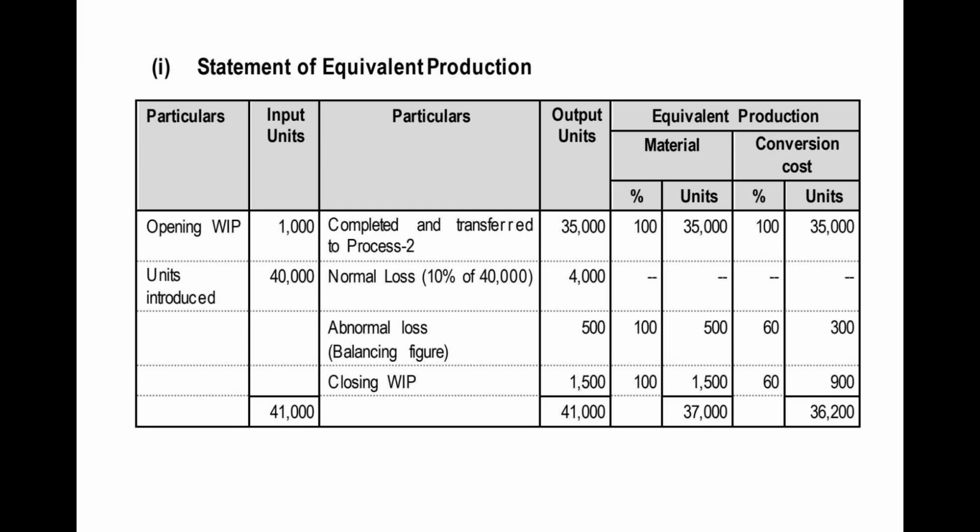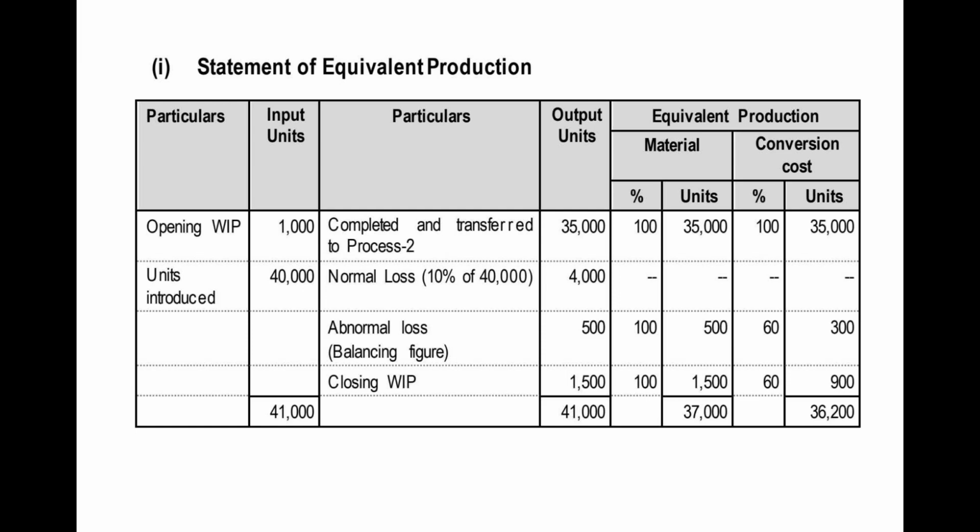What is abnormal loss? The management expects 10% to be normal loss for this business, but the loss is 12%. That means it is more by 2%. So the 2% will be called abnormal loss. That means any loss more than the expected loss is called abnormal loss.